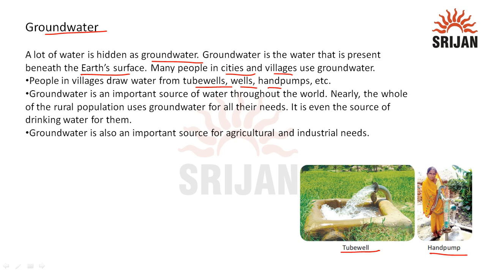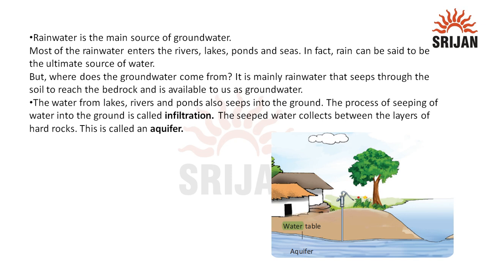Nearly the whole of the rural population uses groundwater for all their needs, and it is also an important source for agricultural and industrial needs. Now, rainwater is a main source of groundwater, and most of the rainwater enters the lakes, rivers, ponds and seas. In fact, rain can be said to be the ultimate source of water.